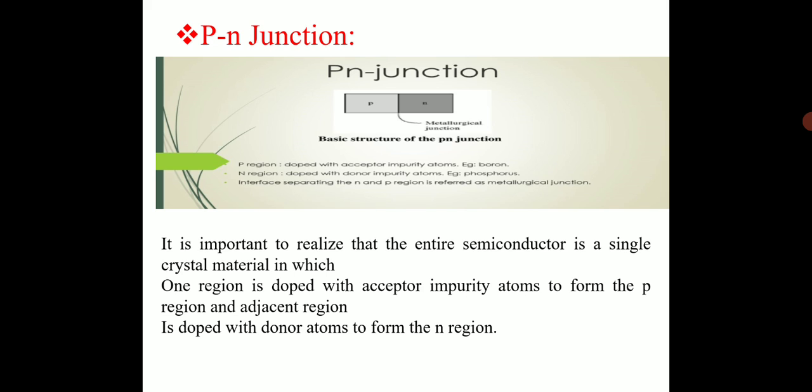In the p-n junction it is important to realize that the entire semiconductor is a single crystal material, in which one region is doped with acceptor impurity atoms to form the p region, and the adjacent region is doped with donors to form the n region. Joining these two regions forms a p-n junction.